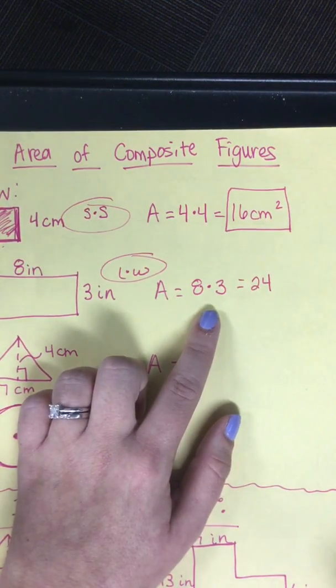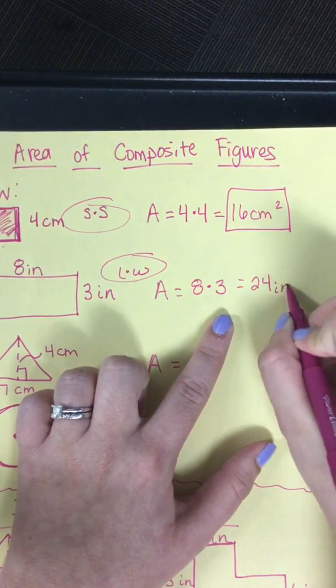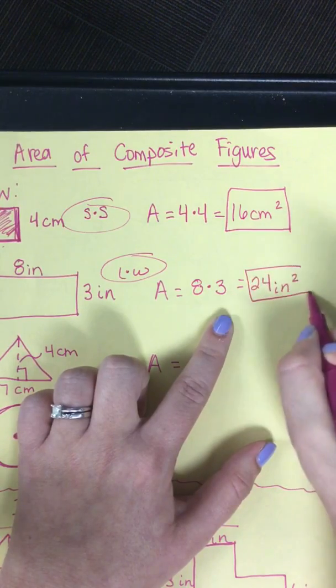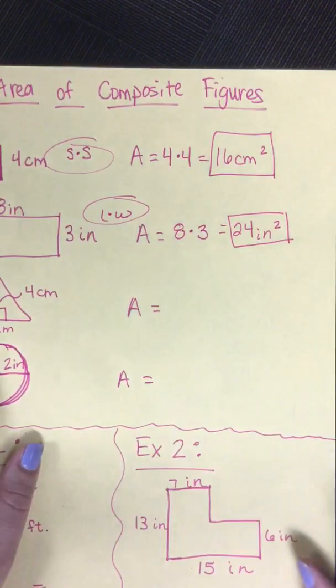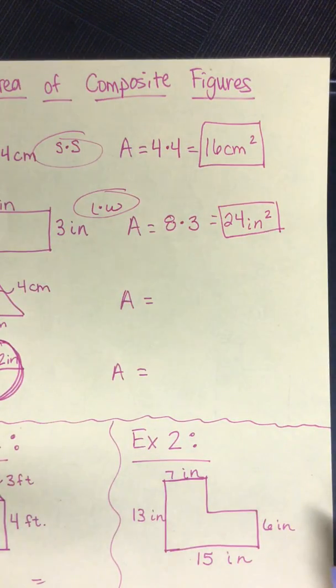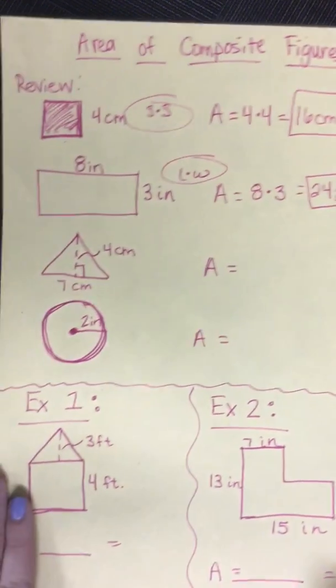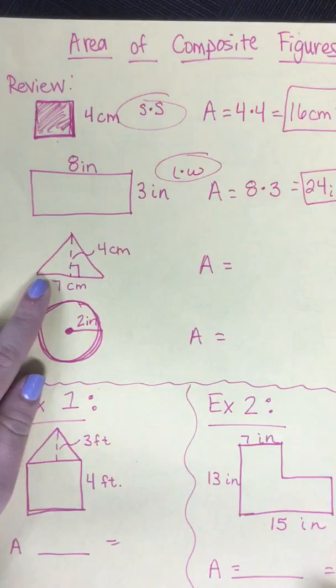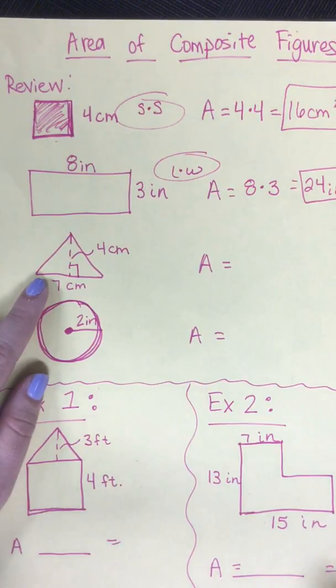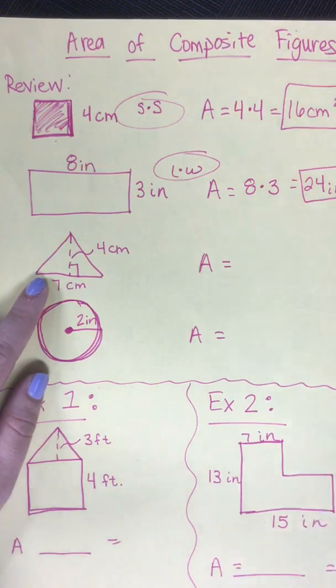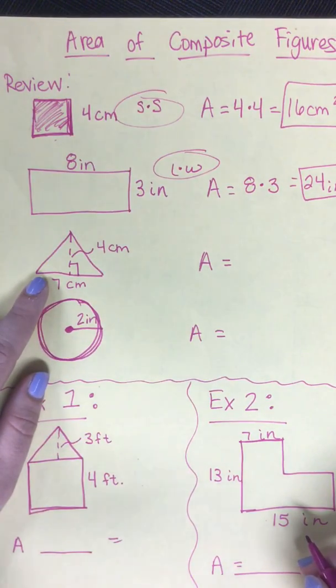What should my label look like? Inches squared, or to the second power. Anytime we're doing area, it is our unit squared. All right, this is one that we sometimes forget, okay, and you guys reviewed it last week and I believe did it last year. How do we find the area of a triangle? You take the base times height and divide it by half.